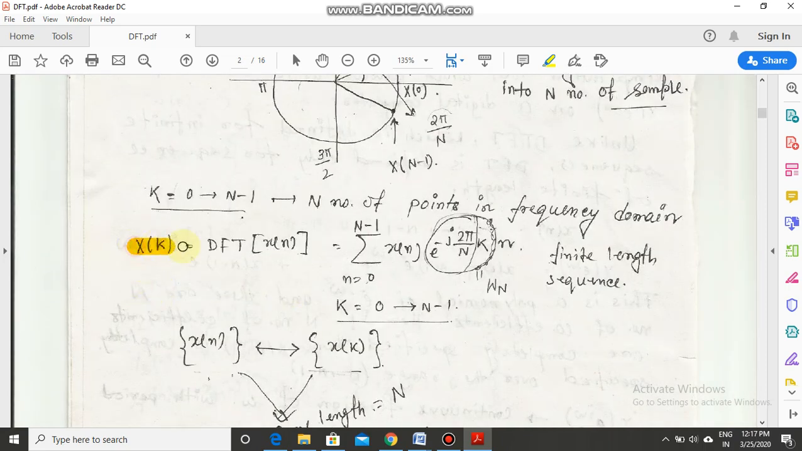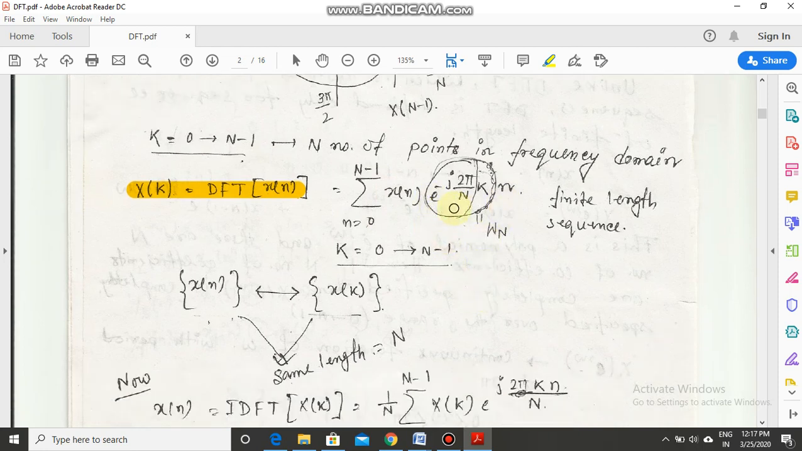So this is the formula of X of k, that is called the DFT of x of n, the sum from n equal to 0 to N minus 1 of x of n e to the power minus j 2 pi by capital N times nk. Now this e to the power minus j 2 pi by capital N can be written as W_N. This W_N is a new term we will introduce here; it is called the Twiddle factor. This Twiddle factor has some basic properties we will discuss.